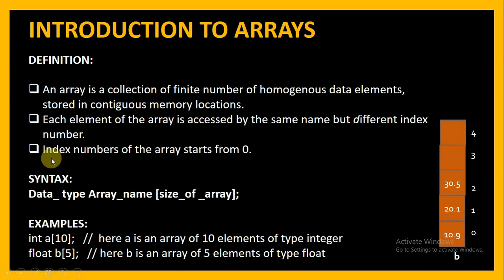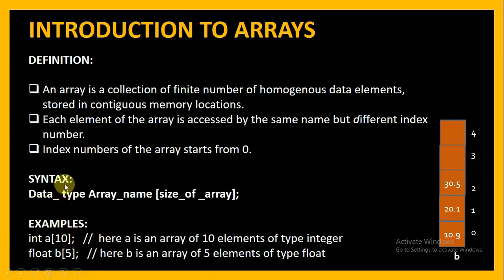Very important to note that index numbers of the array start from 0 and not from 1. So you can see here, the first element has index number 0 and not 1. It is important to note down. The first element has 0, the second element has 1 and so on.